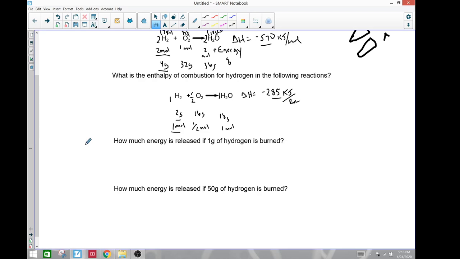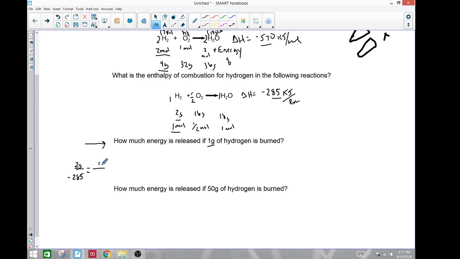Okay, this is what I would call my standard stoichiometry for thermodynamics. Really, all factor label is just proportions. So I don't know how much energy 1 gram gives off, but I do know that 2 grams gives off 285 kilojoules of energy. So a linear proportion is just this. And some kids like to go back to this. Now the negative just means the direction of flow, which means it's exothermic.